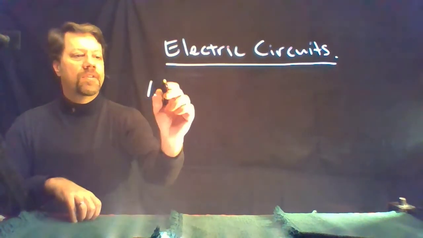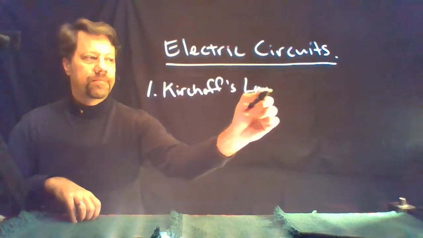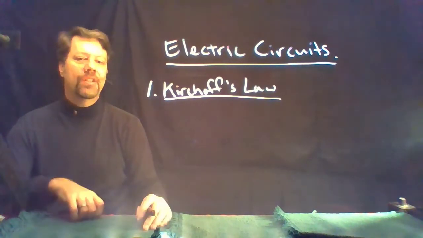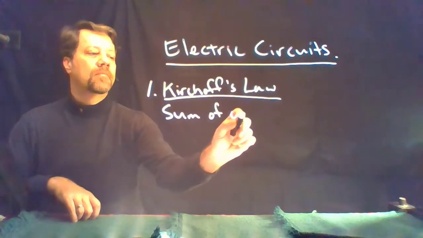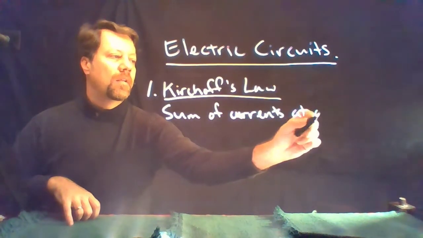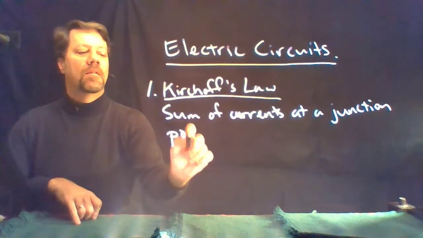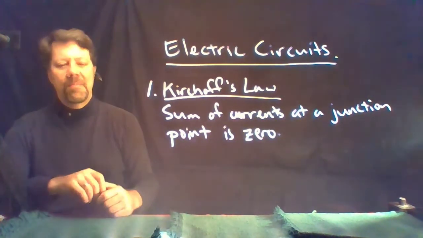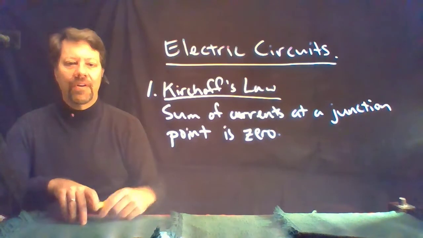First of all, there's Kirchhoff's law, which says that the algebraic sum of currents going into any junction point in a circuit is 0. The sum of the currents at a junction point is 0. The basic idea here being that the amount of current going in has to equal the amount of current going out.